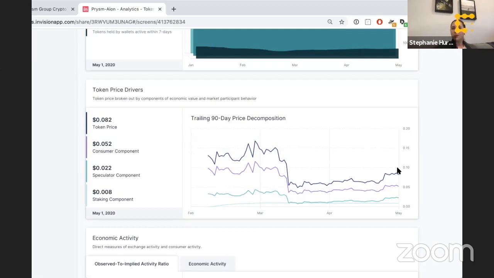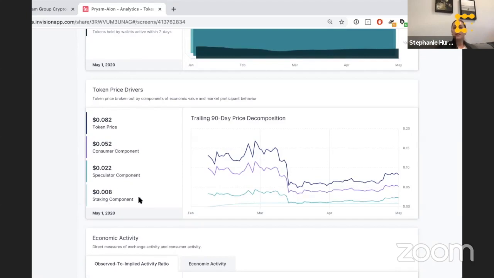Using the metrics that we've developed, which are based on the economic literature and on fundamental value drivers, we found that most recently, for May 1st, of a token price of about 8 cents, about 5 cents is driven by what we call the consumer component. These are users who want to buy goods and services, taking the token and using it to conduct consumer activity. This is based on a metric that we call economic activity, which is kind of like the GDP of an economy. It's real purchases, real economic activity.